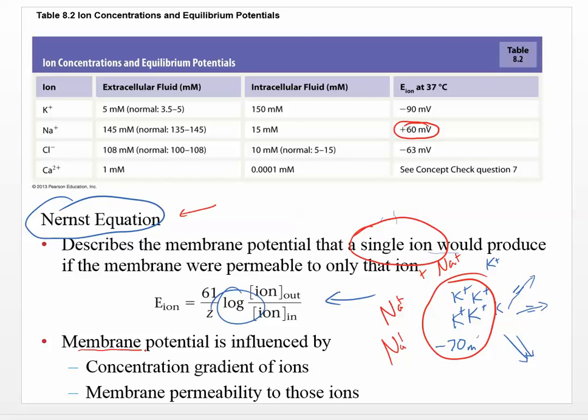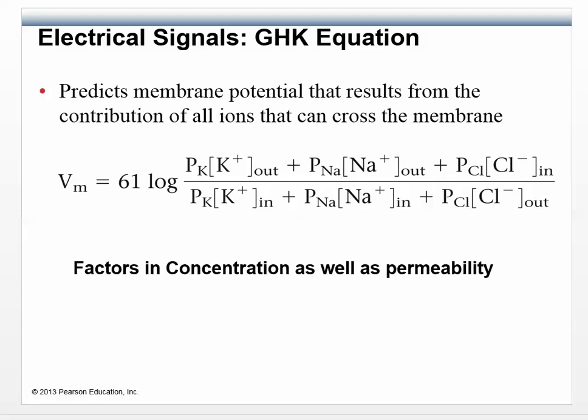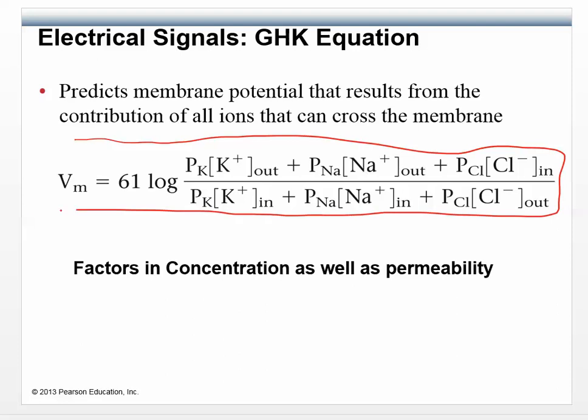So the membrane potential is influenced by the concentration gradient and that permeability. Now, the Nernst equation just looks at a single ion at a time, and that gives us a lot of information. That's how we know that really sodium wants to come in and potassium wants to get out. However, there's another equation here that you see in your book, and of course, you clearly don't have to do this one. I wouldn't even know how to give you all of the concentrations. I suppose I could, but I don't want to.